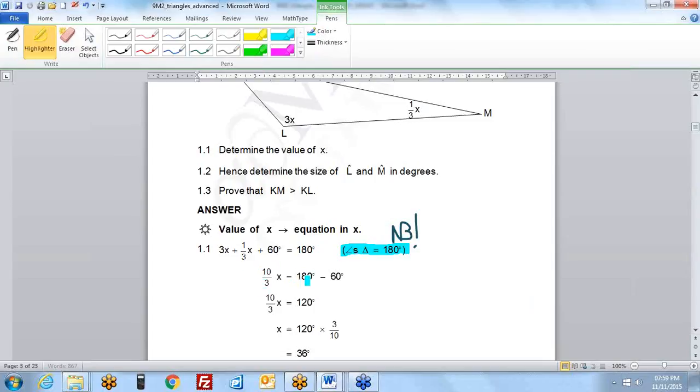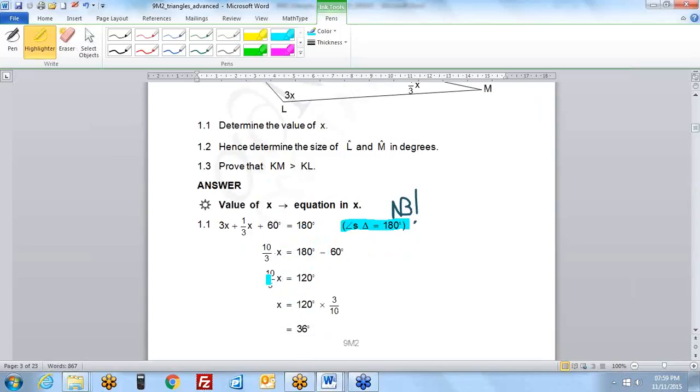Right, so then you have all your x's on the left hand side of the equal sign, so we add all the x's, then you get 10 over 3 x equals 180 minus 60. Then you divide, in other words you're going to multiply by the reciprocal of 10/3, which is 3 over 10, so then you get x equals 36 degrees.